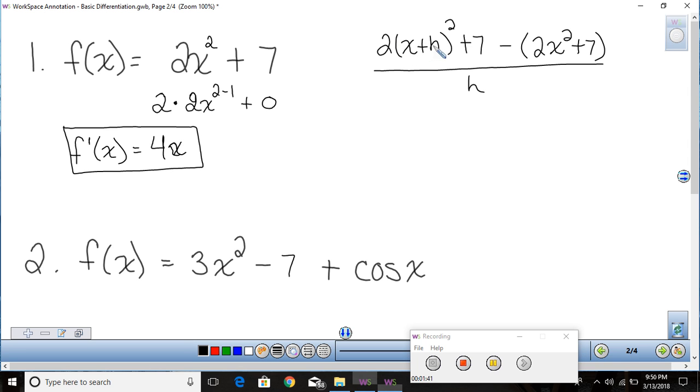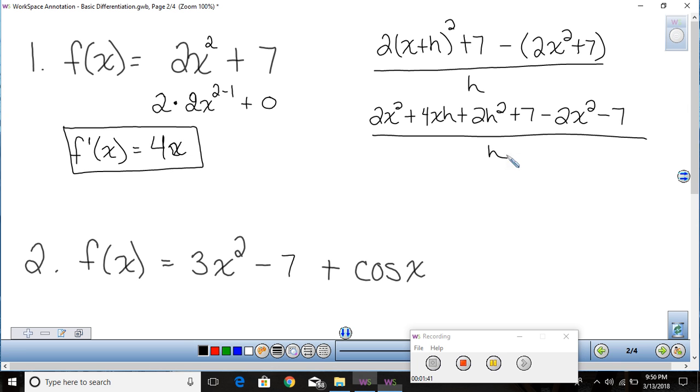This would be x squared plus 2xh plus h squared. So I've got 2x squared plus 4xh plus 2h squared plus 7. Distribute the negative, so I get negative 2x squared minus 7 all over h. So 2x squared, negative 2x squared, 7, negative 7, and the h's cancel. So I get 4x plus 2h. I plug in a 0 right there, which is going to cancel this whole thing out, and I'm left with just 4x. That is way longer and more complicated than this is.